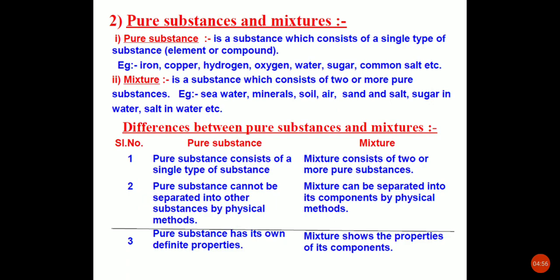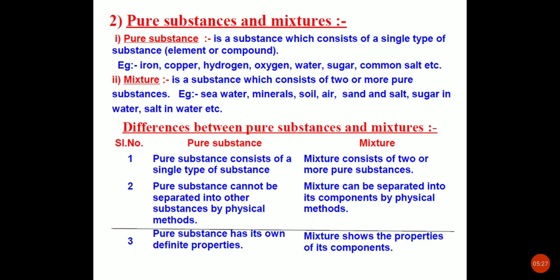Now we can see the differences between pure substances and mixtures. First of all, we will see pure substances, then mixtures. As we discussed earlier, a pure substance consists of only one type of substance. And a mixture consists of two or more pure substances. So in the case of mixtures, two or more than two pure substances are there.